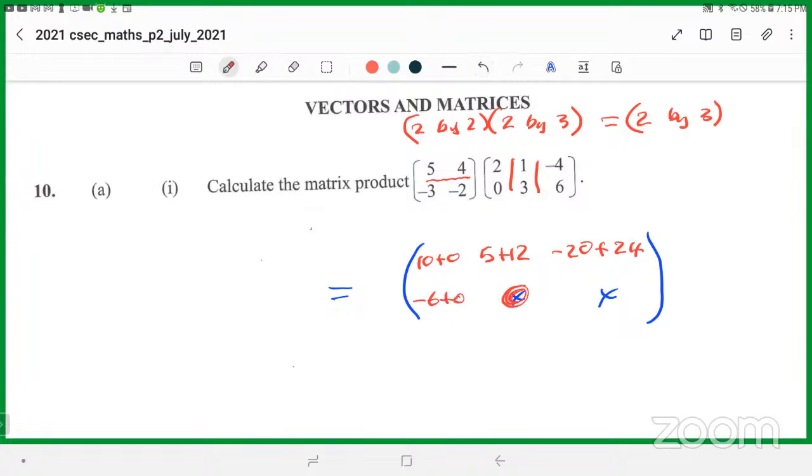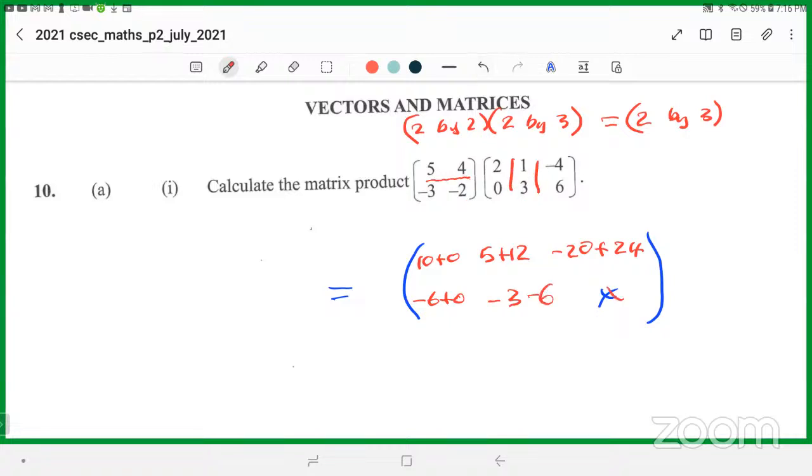Then this value here is in the second row, second column. First element times first element, second element times second element. First element in the row by the first element in the column, second element in the row by the second element in the column. Negative 3 times 1, negative 2 times 3. Negative 3 times 1 is negative 3. Negative 2 times 3 is negative 6.